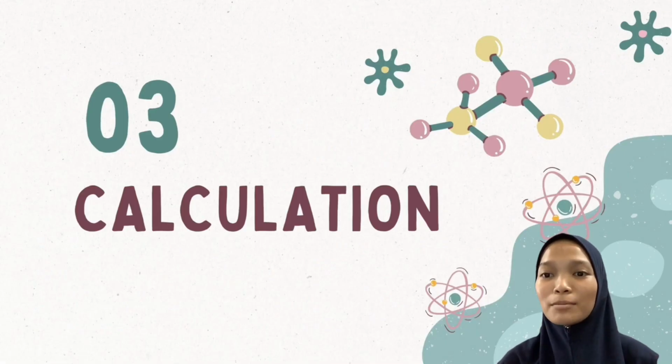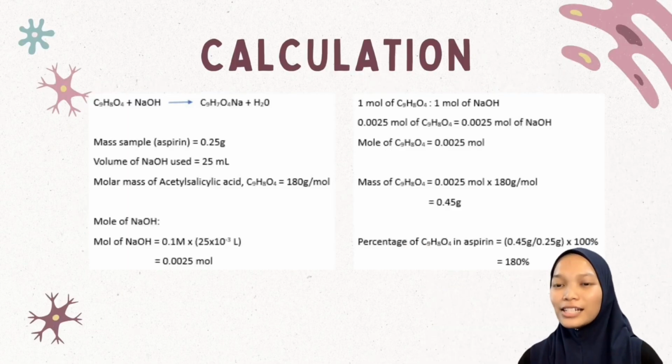Next, I will explain the next part, which is the calculation part. So for the calculation part, we have to determine the amount of acetyl salicylic acid in aspirin. So firstly, we have to state the balanced equation for the reaction between acetyl salicylic acid and sodium hydroxide. So the equation is C9H8O4 plus sodium hydroxide, and the product is C9H7O4Na plus H2O.